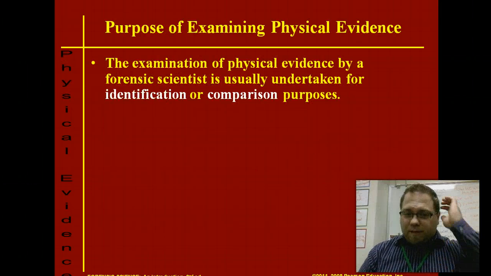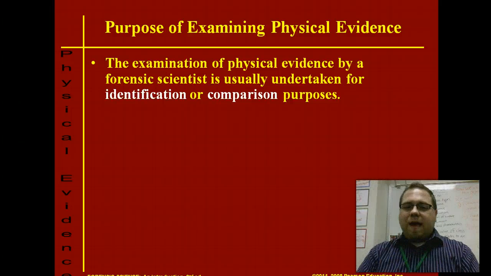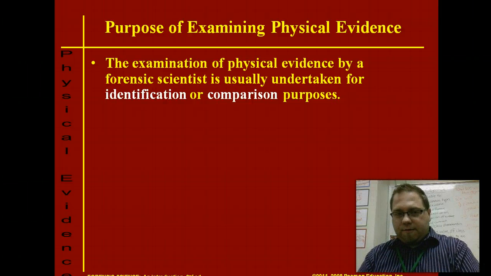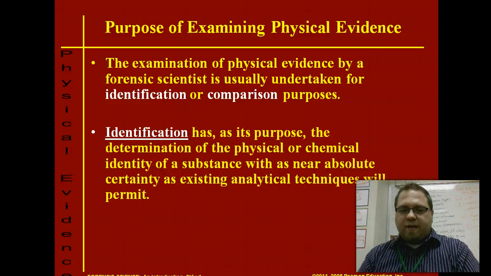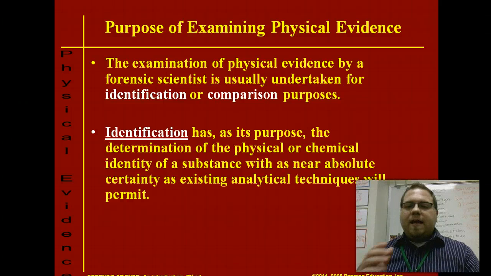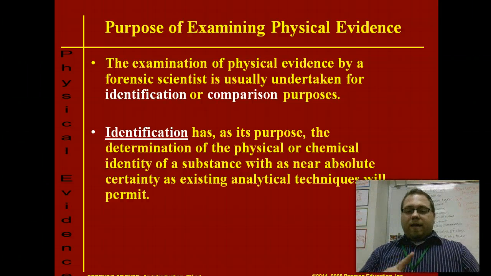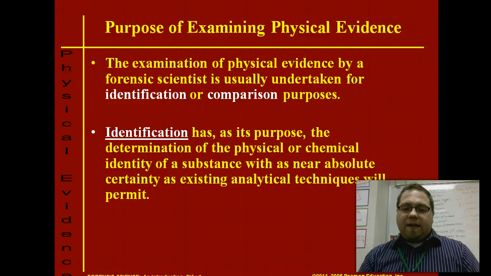Okay, so let's fly through this. The examination of physical evidence by forensic scientists is usually undertaken for identification or comparison purposes. We're going to go through each of these in just a second. Here's the definition, but we'll go through it in more detail. Identification is to figure out the identity of the substance with as near absolute certainty as existing analytical techniques will permit. I'll explain that in just a second. You're basically just trying to determine what the evidence is.